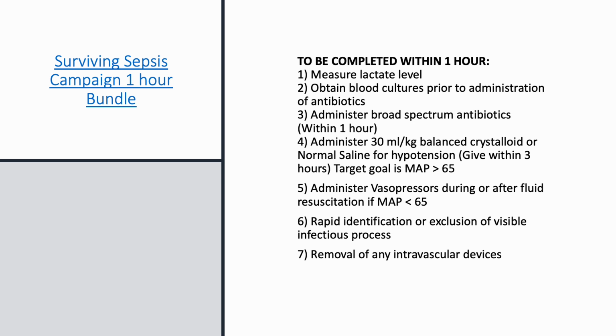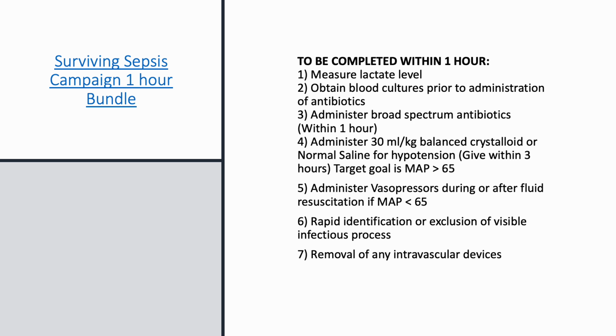The Surviving Sepsis Campaign guidelines emphasize a series of critical actions to be taken within a set time frame to improve patient outcomes in septic shock. You want to measure lactate level. Lactate indicates poor tissue perfusion. Elevated levels suggest the need for aggressive intervention. You want to obtain blood cultures before starting antibiotics. This ensures accurate identification of the pathogen causing the infection.